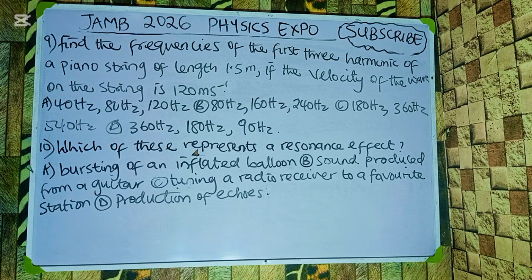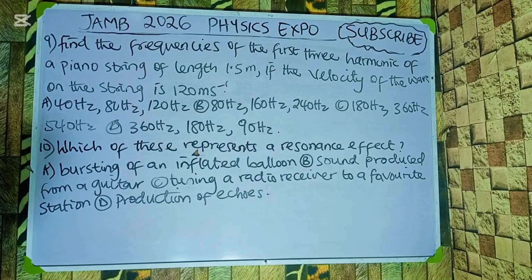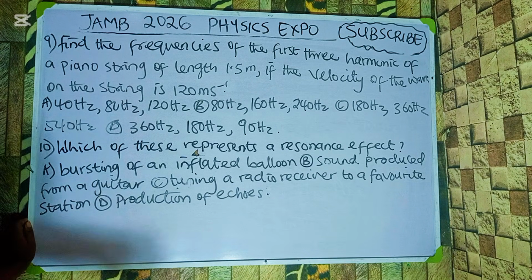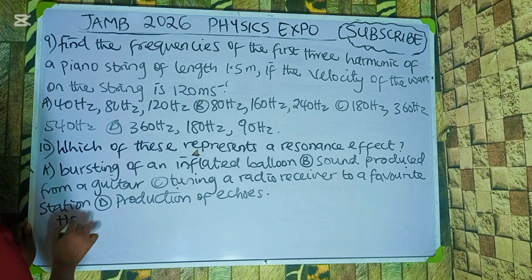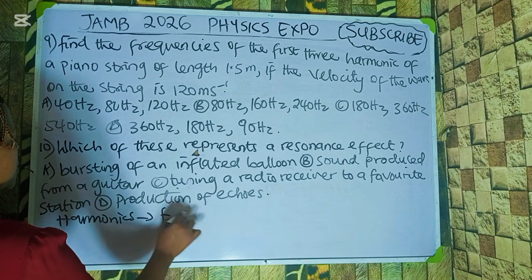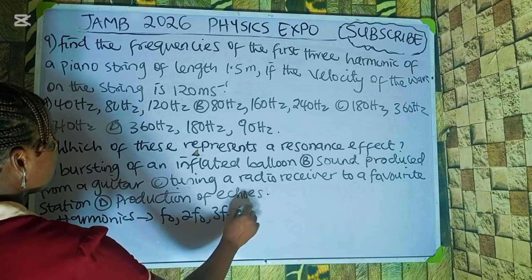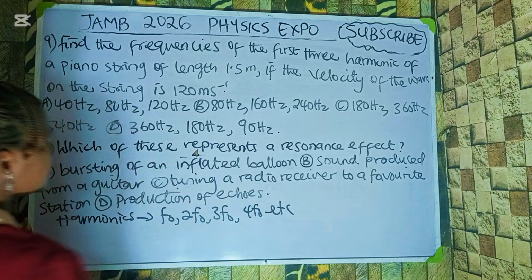Question 9. Find the frequencies of the first three harmonics of a piano string of length 1.5 meters if the velocity of the wave on the string is 120 meters per second. So the question says the first three harmonics of a piano string, and a piano string is an example of an open pipe, right? So what are the harmonics? They increase as ordinary numbers, a serial number, right? So the harmonics we have are F naught, 2F naught, 3F naught, 4F naught, and so on.